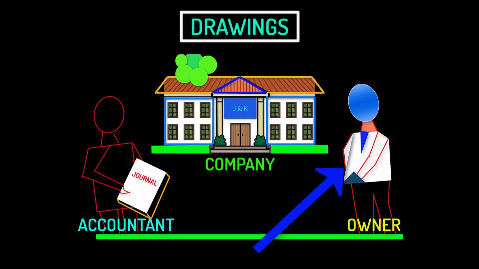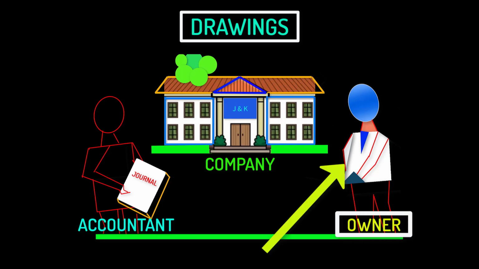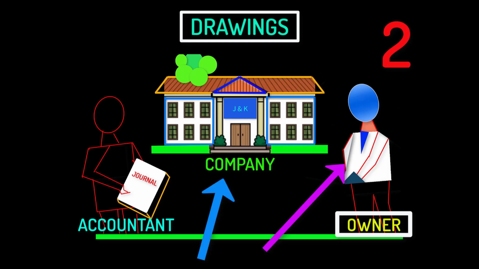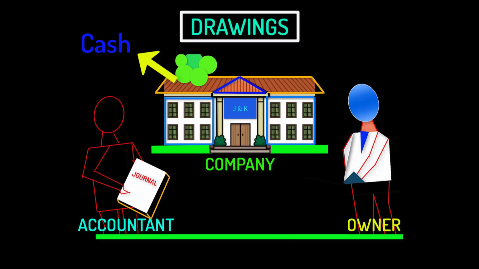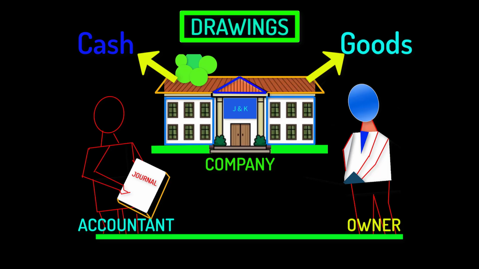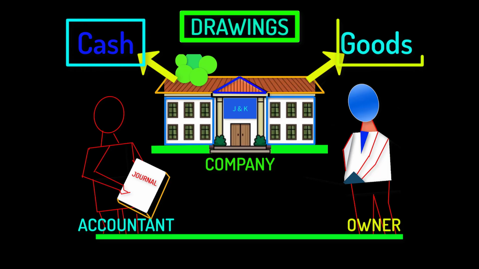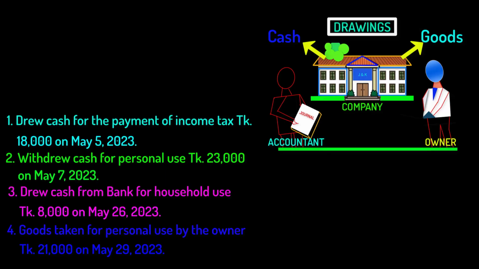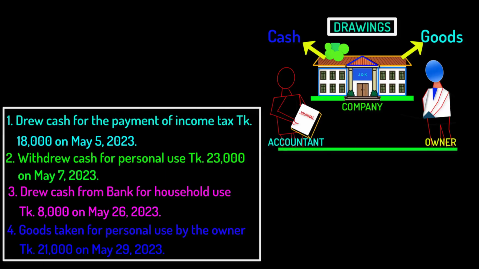As this person is the owner of this company, he has the right to withdraw two things from this company for his personal use. One is cash amount and the other is goods. Therefore, in accounting, the word drawings means the withdrawals of money or goods by the owner of the company for his personal use. Take a look at these transactions now.